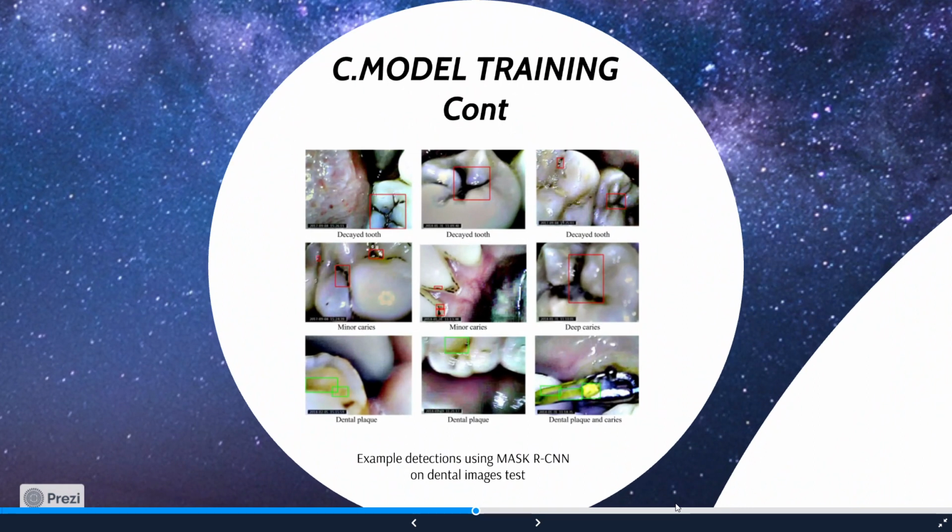This too is a continuation of the model training. This is the results of the test. As you can see, after 70% is used to train the model, the 30% is given to test it. And we can observe that our machine gives out results such as these: decayed tooth, decayed tooth, decayed tooth, minor caries, deep caries, dental plaque. These are some examples. Basically anything that can be identified from an image can be identified by this machine.